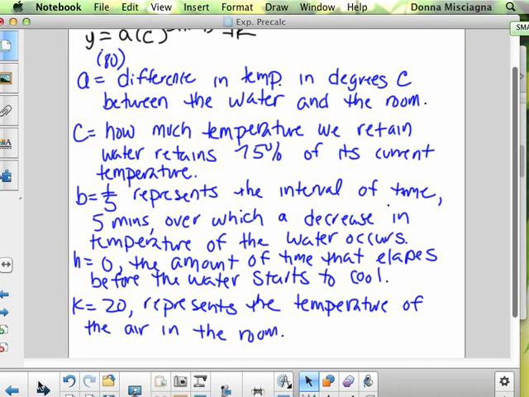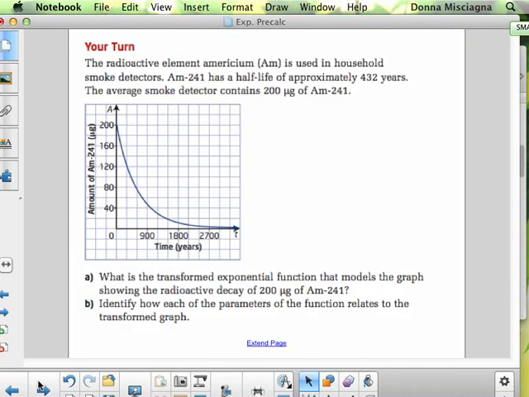Feel free to pause to take notes. This is one for you. You're going to do something very similar. Think about what it might be in terms of your equation if it says half-life. The radioactive element mercurium is used in household smoke detectors. It has a half-life of 432 years. The average smoke detector contains 20 micrograms of americium-241. Do this on paper, the A and the B, and I will check your work.